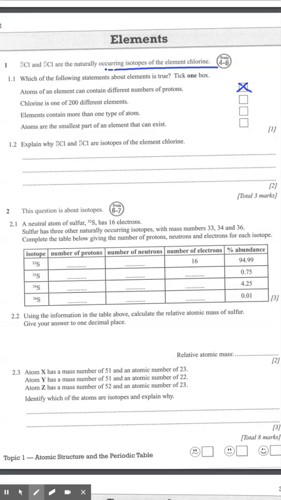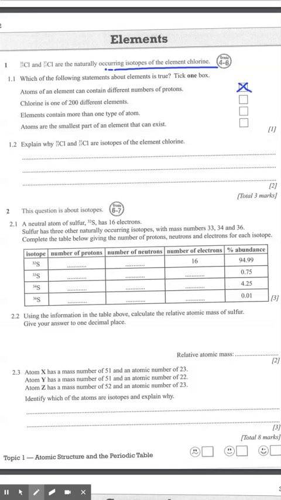Likewise, question 2 takes that a little bit more numerical again. We're told we have a neutral atom of sulfur. This tells us it's got the same number of protons as electrons. We're not told specifically the number of protons, but because it's neutral, we know it must have 16 protons to compensate for those 16 electrons. This means that in each of these cases, sulfur has got 16 protons.